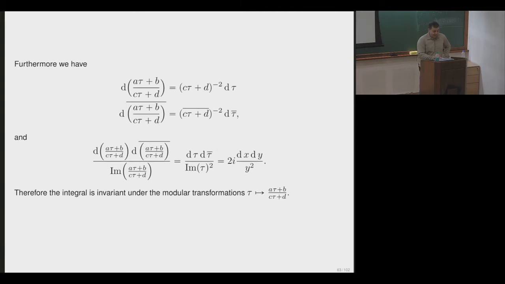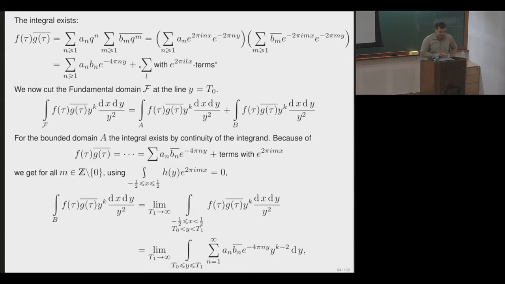And again, you make this calculation, and at some point you need to make some simplification that AD minus BC equals 1, and then you get this. But again, using this formula for the imaginary part, you see that this dx dy over y squared is invariant under this group. Okay, therefore you get that the integrand is well defined.